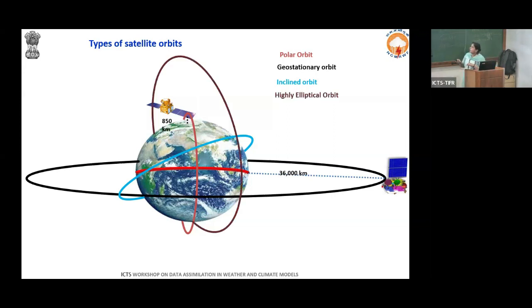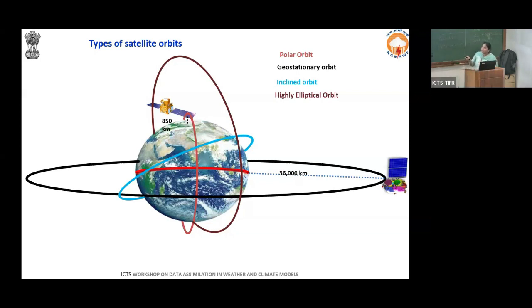Another one is the highly elliptical orbit. The geostationary satellite, with respect to Earth, is stationary at a particular location, because its period is similar to the rotation of Earth. So we can probe the atmosphere in the tropics and extra tropics continuously. But if we go to the polar region, we don't have continuous observation. In order to get continuous observation over the polar region, we use the elliptical orbit.